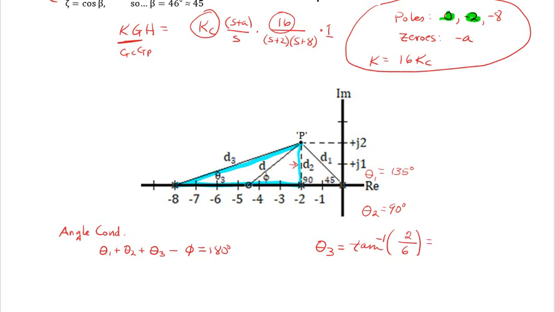And so theta 3 is going to be 18.4 degrees. So we've got theta 1, 135, plus theta 2, 90, plus theta 3, 18.4, minus phi equals 180. Do a little algebra there, and we find out that phi is equal to 63.4.